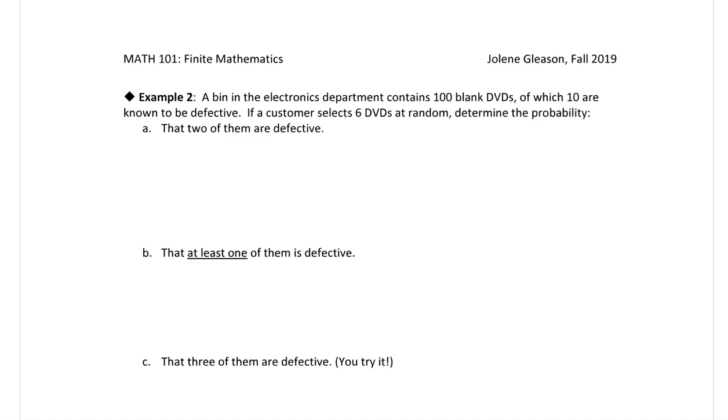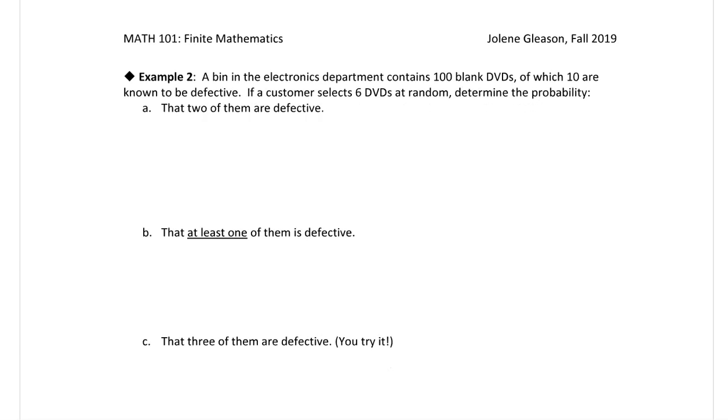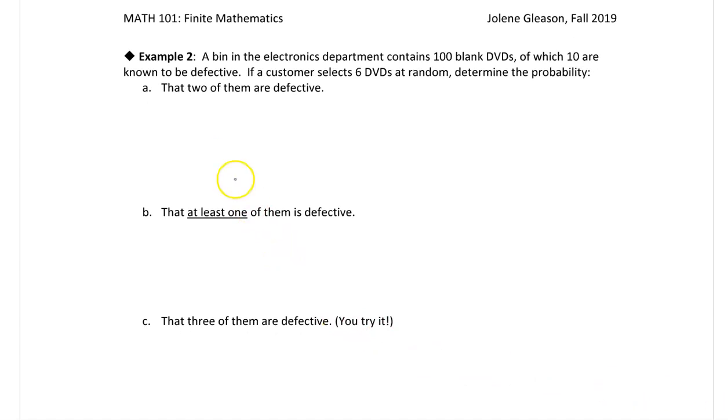Okay, so now let's look at another example. In this example, we've got a big bin of DVDs, 100 DVDs, and for some reason 10 are known to be defective. So if a customer selects 6 DVDs at random, what's the probability that 2 of them are defective? All right, so we're looking for the case where exactly 2 of the 6 DVDs that we choose are defective.